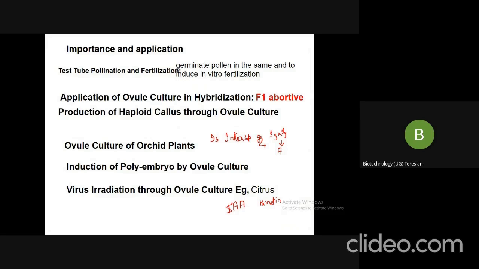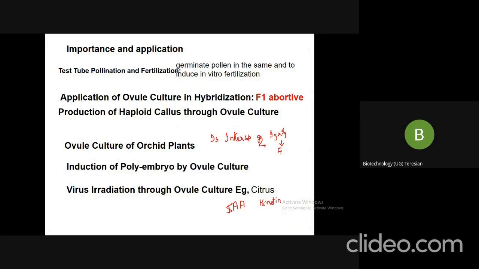So it is an important attempt to obtain a haploid cell line or plant from an alternative source rather than the anther or pollen culture. Instead of going for an anther or pollen culture, I will grow the ovule culture in the laboratory, provide all the suitable supplements, particularly the indole acetic acid and kinetin, and I can develop a haploid callus through the ovule culture.